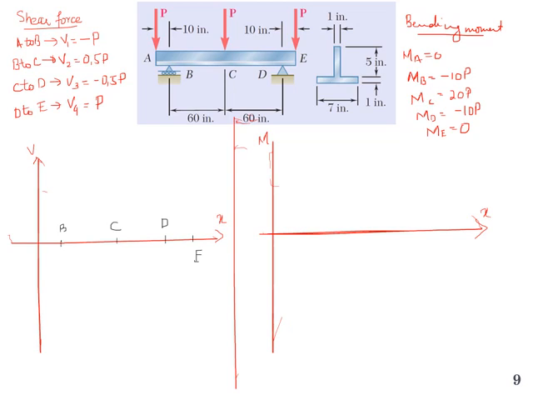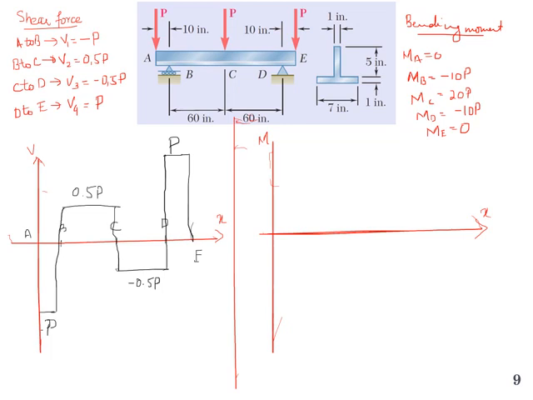From A to B, A is the starting point, so the shear force value is P. Now at B, it will shift from minus P to plus 0.5 times P. So here it is 0.5 times P, and it will be constant till C, and at C it will reduce to minus 0.5 times P. It will be constant from C to D, and then from D to E it will be positive P. So this is basically the shear force diagram.